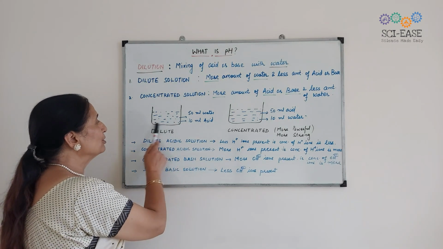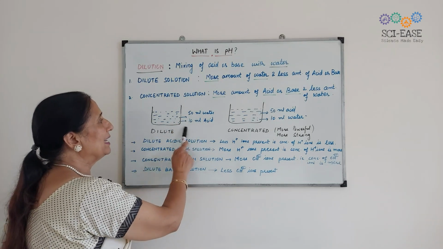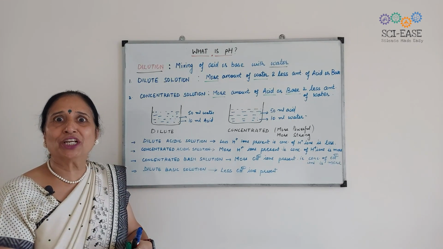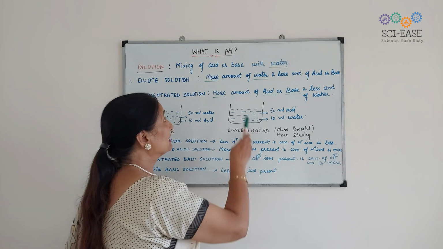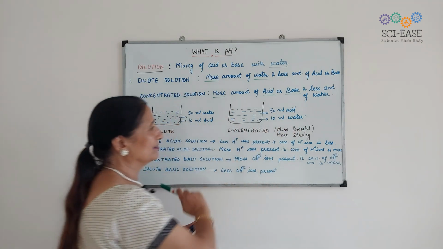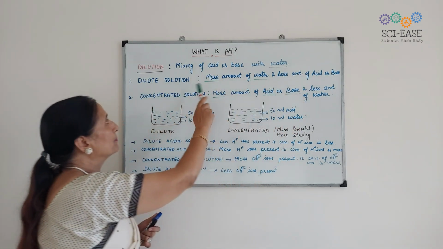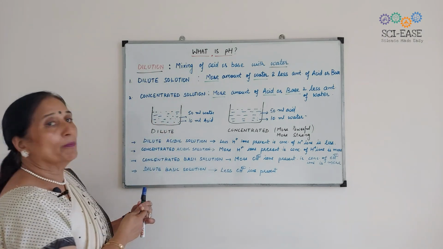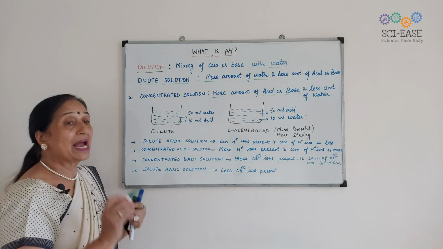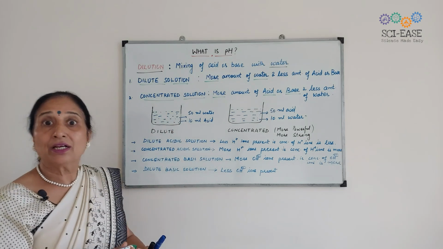So, how is the dilute solution prepared? Where there is more amount of water and less amount of an acid. And how is the concentrated solution made? Where there is more amount of acid and lesser amount of water. So, when more amount of water and less amount of acid or base is there, this will result in the formation of dilute solution. And when more amount of acid or base and less amount of the water is there, then this will result in the formation of the concentrated solution.